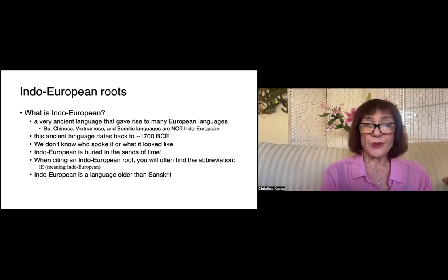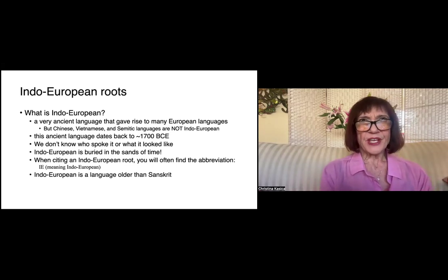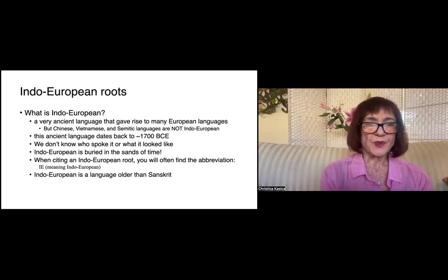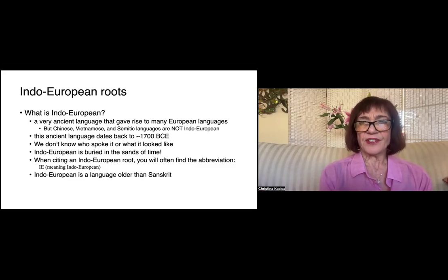So that's what we know about this from. We don't really know who spoke it. We don't know too much about what it looked like in terms of the alphabet. I like to think of Indo-European as a mythical language that was recreated by linguists to explain everything that came after it. I mean, we do have evidence of it, but we don't really know much about it. It's buried in the sands of time.